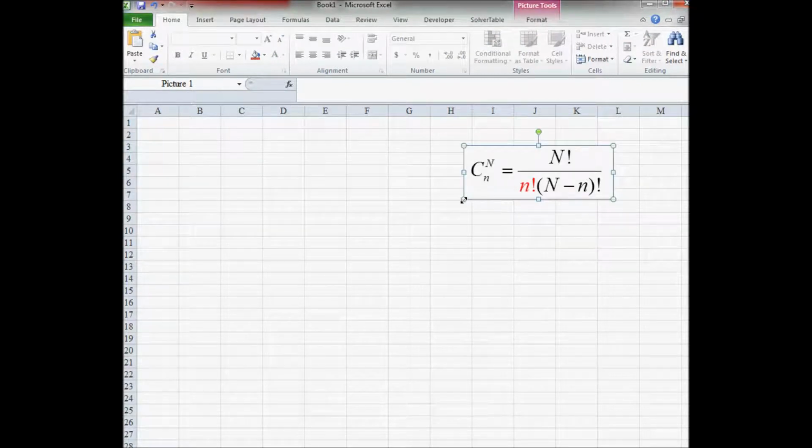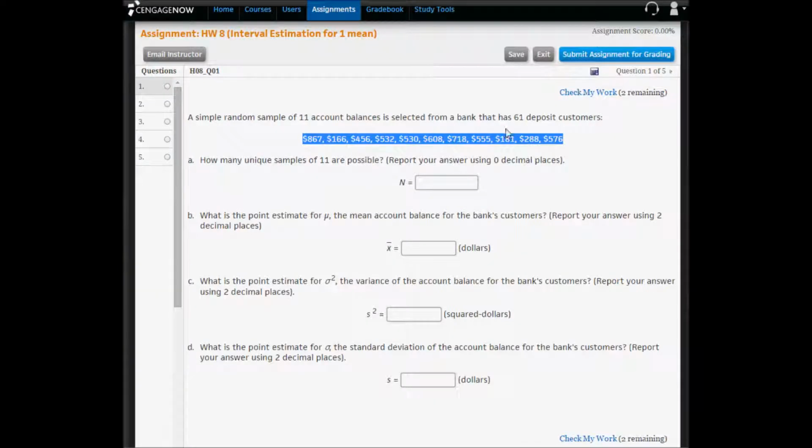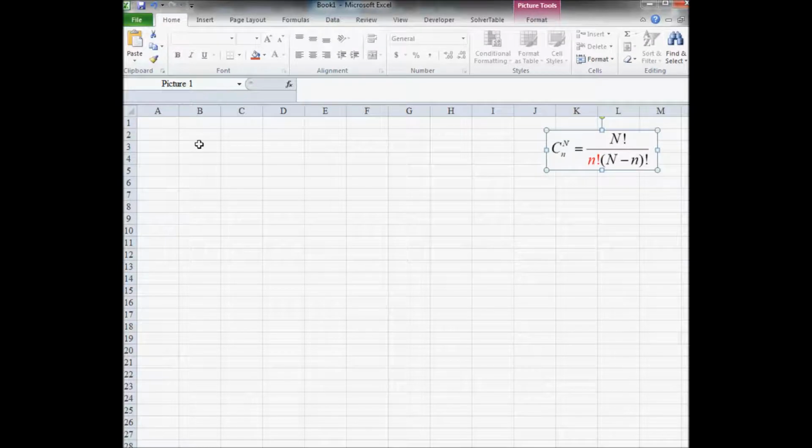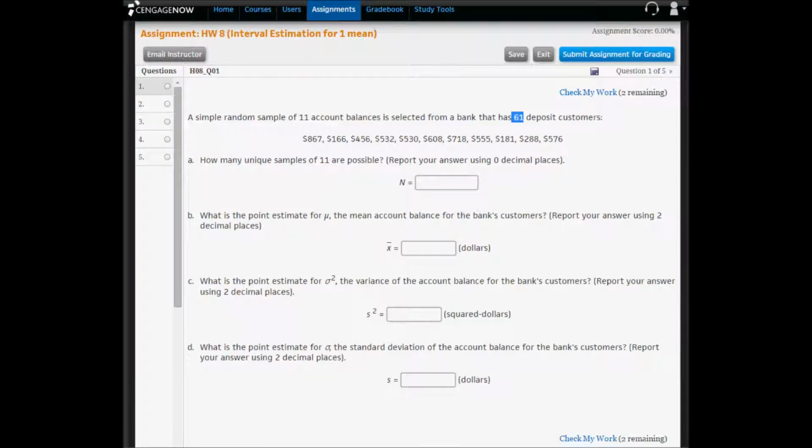So this is the combinations formula. And factorial means multiply an integer n times n minus 1 times n minus 2 times n minus 3, and so on, all the way down to 1. So one way to do this is to first find out how big the population is. The population is 61, and the sample size is 11. So I'm going to go ahead and type the population size, which was 61.